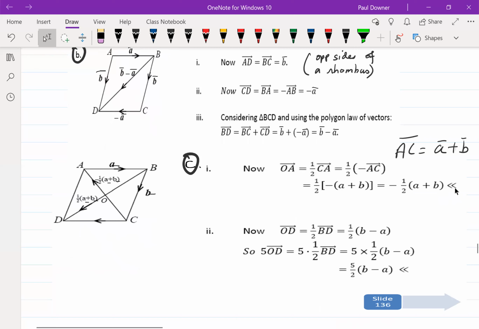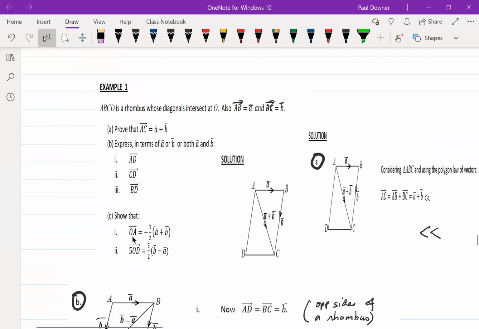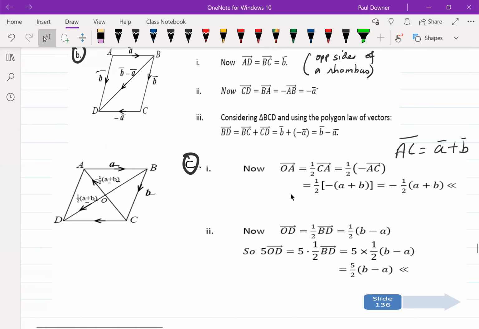That's why we put these double arrows. We were asked to prove that OA is minus a half of A plus B. From here, show that OA is minus a half of A plus B, and we did it. OA is minus a half of A plus B. We have done the proof there, okay?